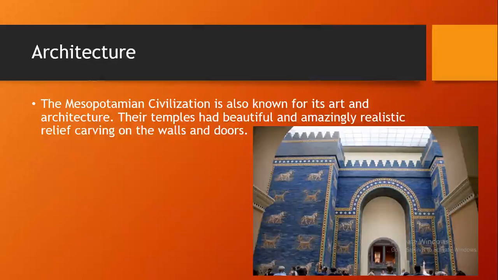Now, the architecture, as I have discussed, is a very important thing about Mesopotamia. They were very famous for their architecture, known for its art and architecture. Their temples have beautiful and amazingly realistic relief carving on the walls and the doors. And if you have ever visited Iraq, you can find them right away there.